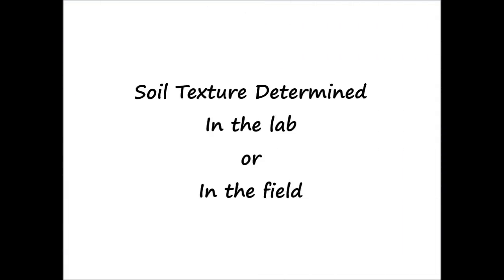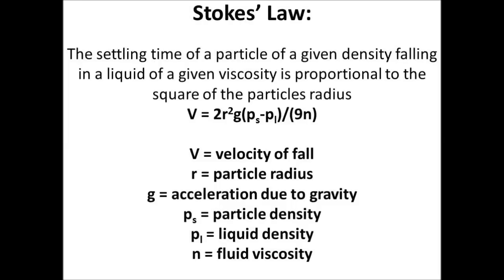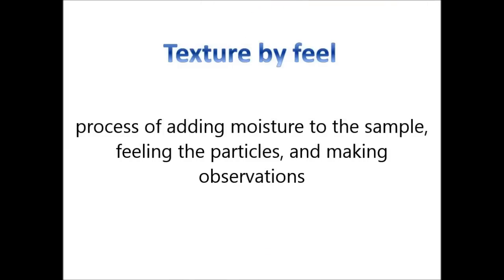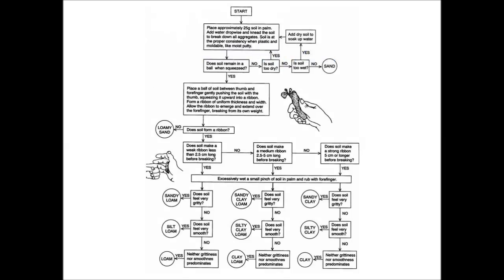As you will recall, soil texture may be determined either in the lab or in the field. In the lab, soil texture is determined by using Stokes' law, which is represented by this equation. In this setting, lab equipment is used to test hypotheses about water movement. Stokes' law is then applied and the results are the amounts of sand, silt, and clay. In the field, a process known as the texture by feel method can be used. This is the process of adding water to a sample, working the sample with your hands, and then making observations based upon what is felt. A representation of this process is this flow chart.